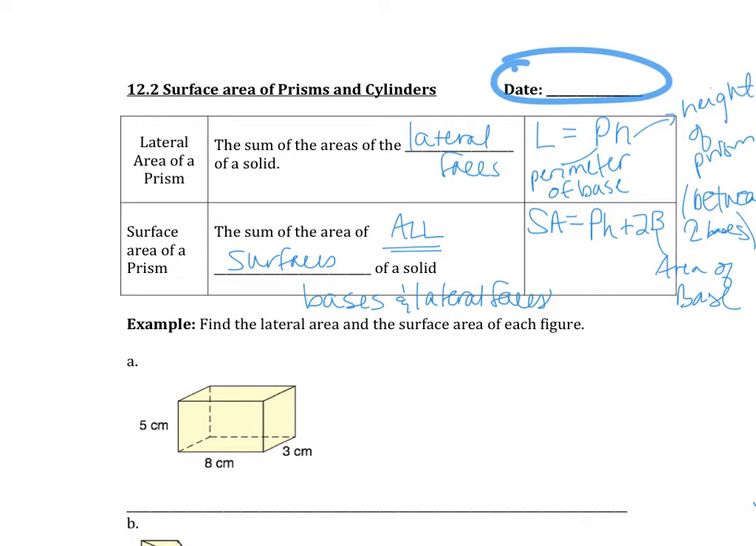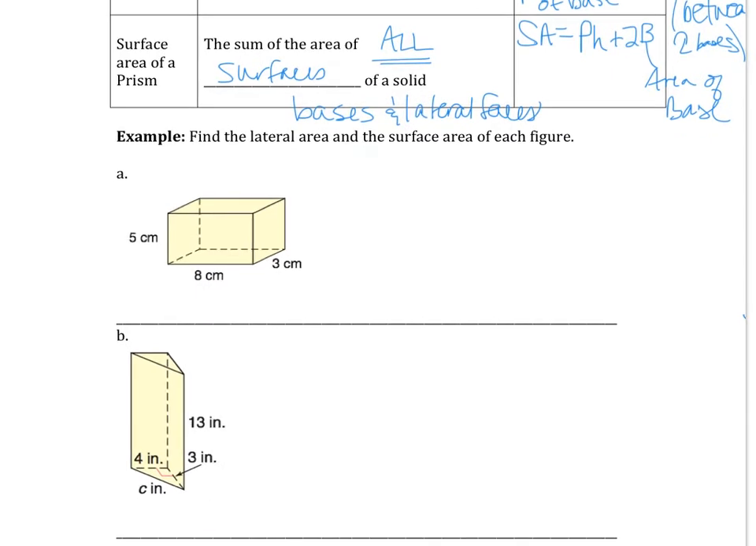Okay, so when you're finding the area of the base, that's going to be really dependent on what the shape of that base is. So that blue formula sheet that you have, you want to make sure that's handy when you're working here with area. All right, so move down to some examples here. Find the lateral area and the surface area of each figure. So we're going to use our formulas. It's going to be really important to make sure you know those formulas.